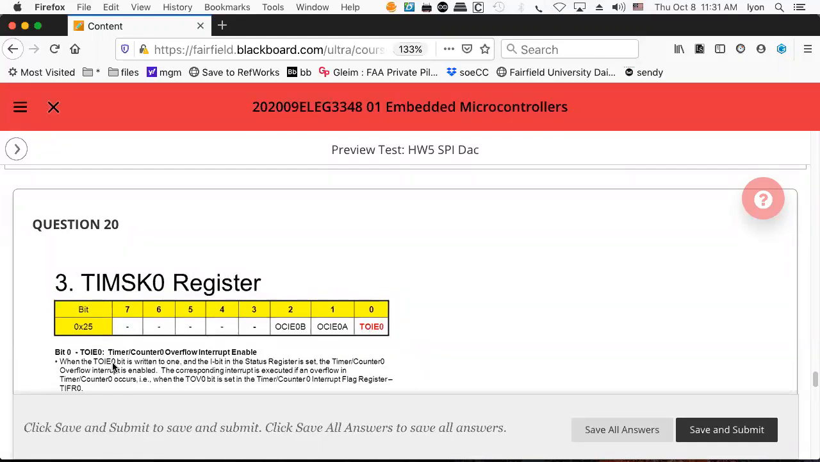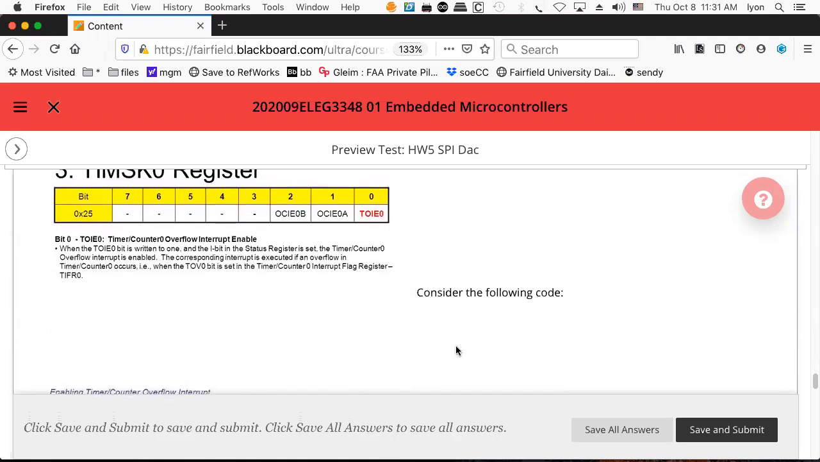When the TOIE0 bit is written to 1 and the I bit in the status register is set, the timer counter overflow interrupt is enabled. The corresponding interrupt is executed if an overflow in the timer counter occurs. When the TOV0 bit is set in the counter interrupt flag, TIFR0.